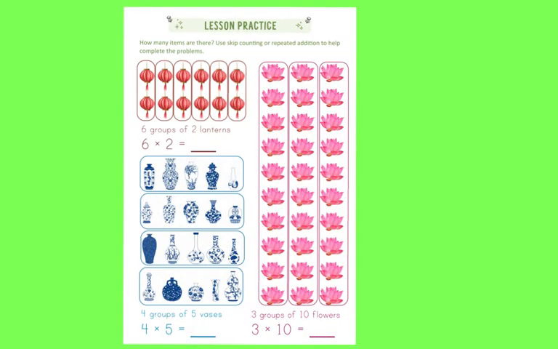All right, let's look at the lesson practice. How many items are there? Use skip counting or repeated addition to help complete the problems. So this first one, these lanterns, 6 groups of 2 lanterns in each group. 6 times 2 equals, if we're multiplying by 2, we can just double the other number. 6 times 2 equals 12. So we would write 12 here.